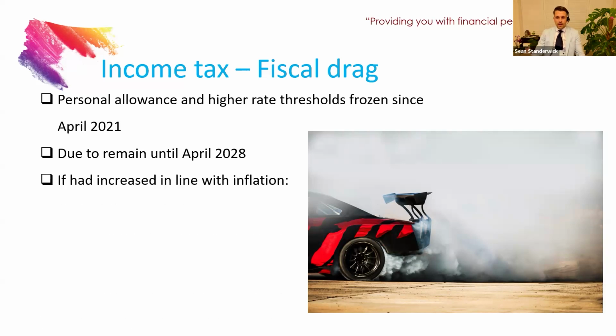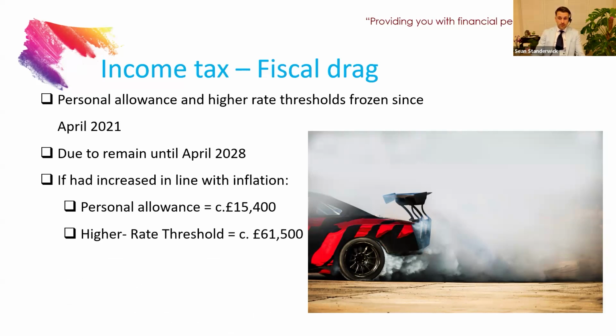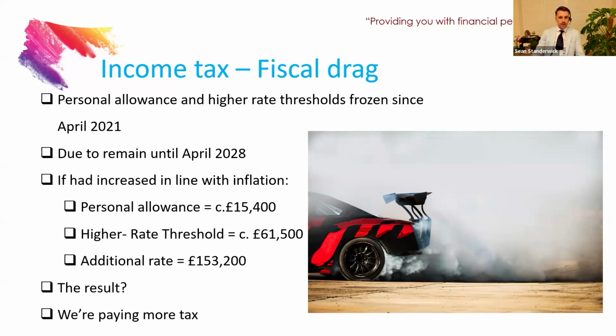So it's interesting to note if these rates had increased in line with inflation, it's estimated that the personal allowance today would be 15,400. It's quite a lot higher than what it actually is today. The higher rate threshold would be even higher, so 61,500. And then the additional rate, again, quite a lot higher than what it currently is, £153,200. So what's the result? What does this really mean? It means we're paying more tax.